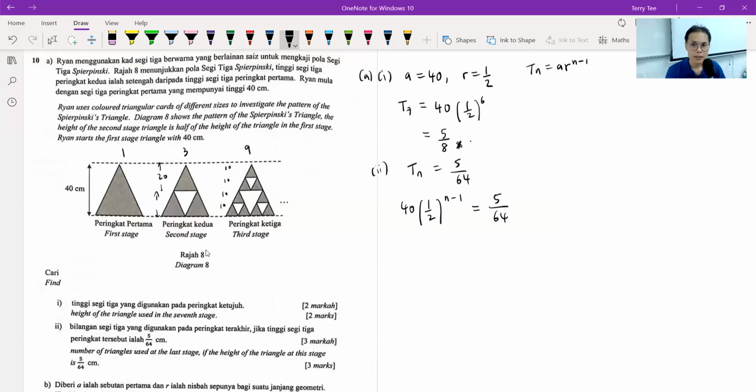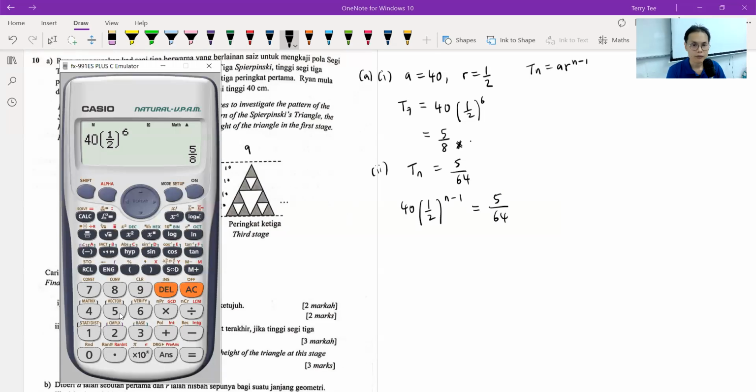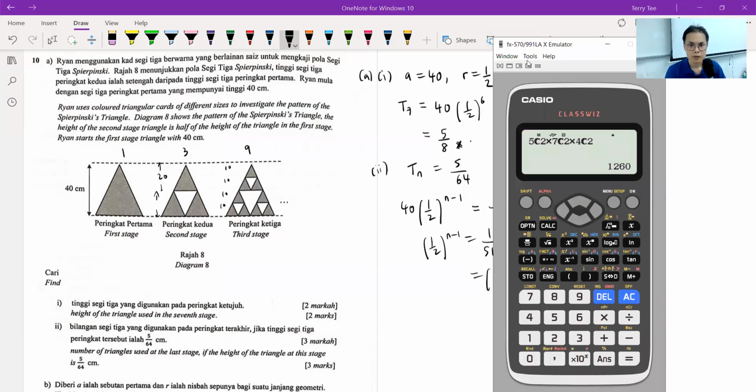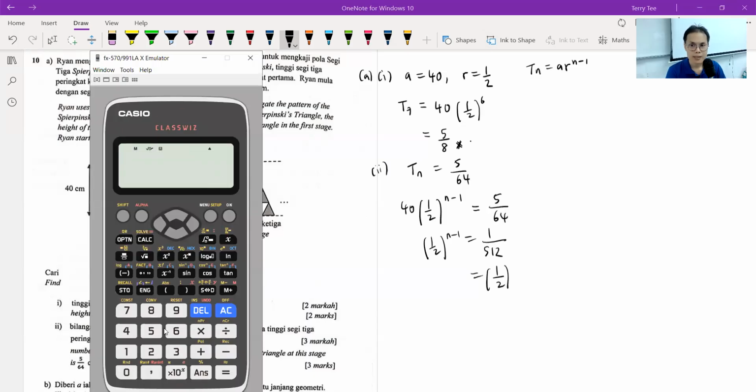Okay, let's divide it. 5 over 64, you divide by 40, you can get 1 over 512. So 1 over 2 power n minus 1 equals 1 over 512. Now 512 is 2 power a number. Now if you're not sure about this, if you have this calculator, it has a shortcut button. You press 512, press equals, press shift, factorize. You change it to 2 power 9. Now, if you don't have this calculator, you have to do trial and error.